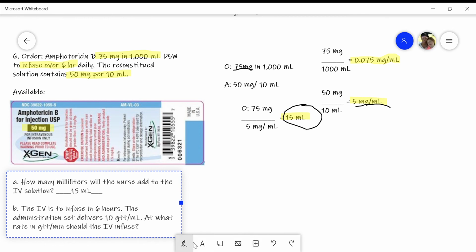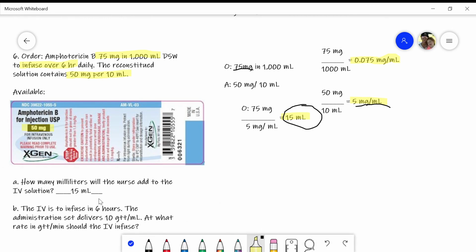And so for the second part, your IV is to infuse in 6 hours. The administration set delivers 10 GTT a milliliter. At what rate in GTT a minute should the IV infuse?